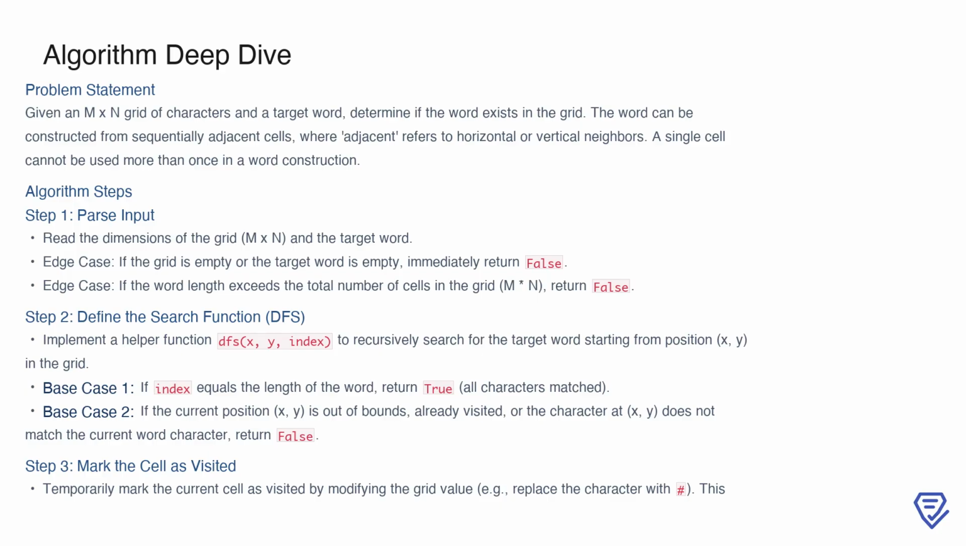First, we parse the input by reading the grid dimensions and the target word. We handle edge cases early, for example, if the grid or word is empty, or if the word's length exceeds the total number of cells in the grid, we can immediately return false.